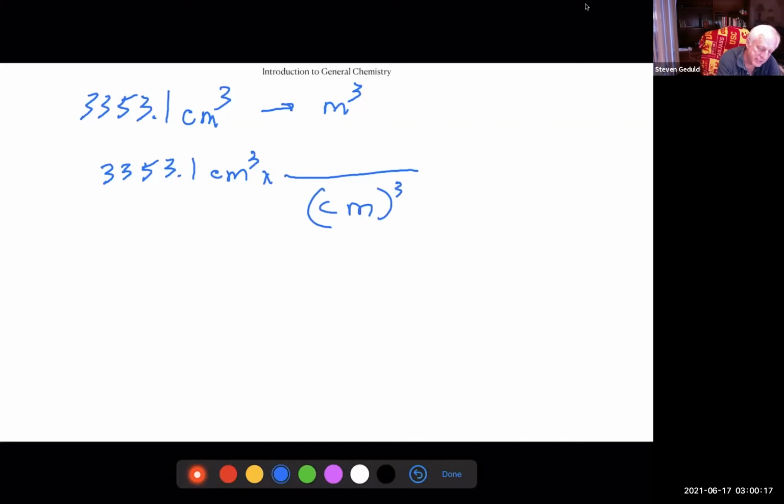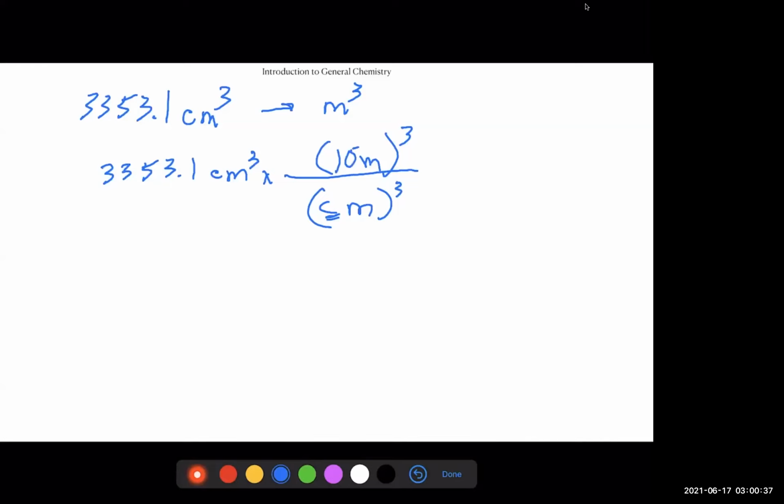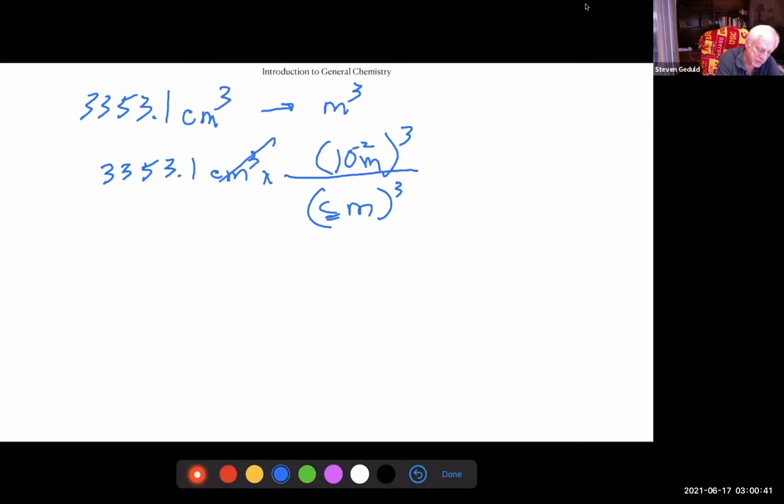I put parentheses here to show the entire thing. So instead of writing centimeters, I can write how many meters. Instead of writing C, what do I put? What is C equal to? Ten to the negative what? 2. 10 to the negative 2. Okay. And the centimeters cancel, and I'm left with meters.